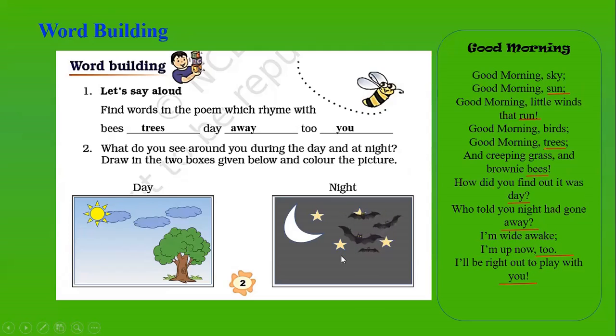Now in the second box, you need to draw things that you see at night. So obviously it's going to be the moon, star, and the birds that roam around at night. Bats. There is also one more bird, children. It's an owl. So don't forget to do this, children, and also color the pictures accordingly.